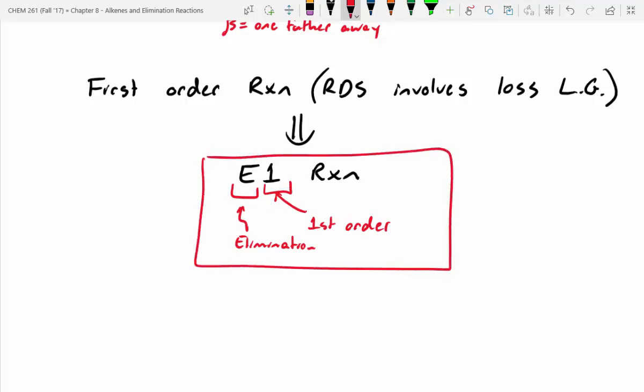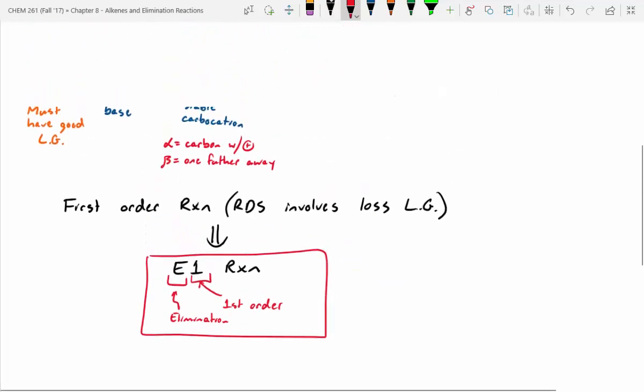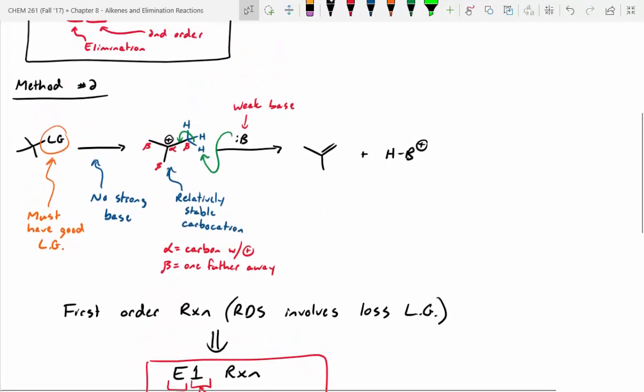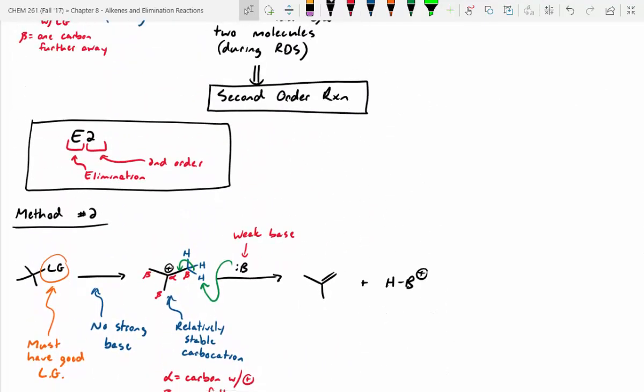All right, so just like the exam, what would be an easy way to differentiate an E1 versus an E2? What can we do? Yeah, change the concentration of your base, right?